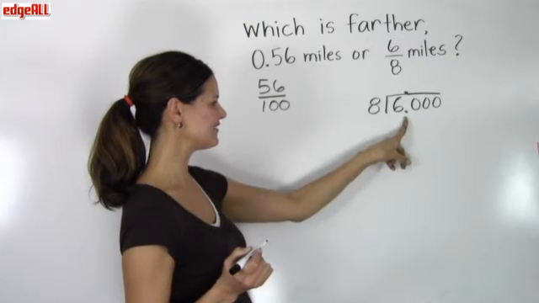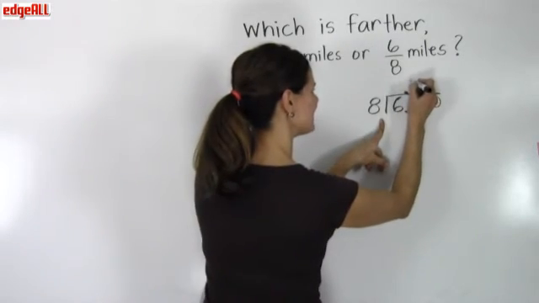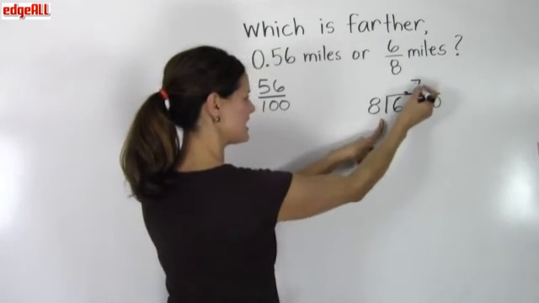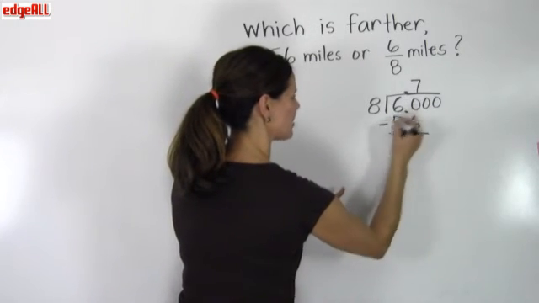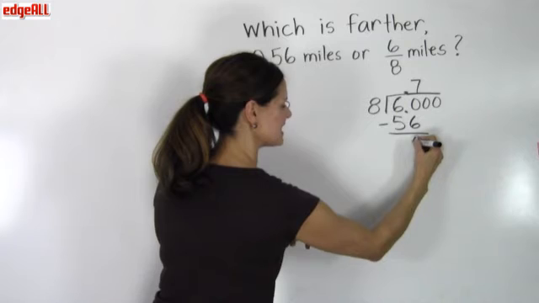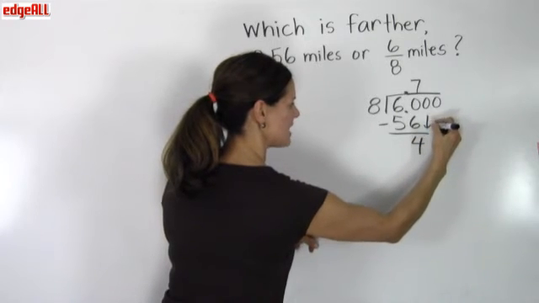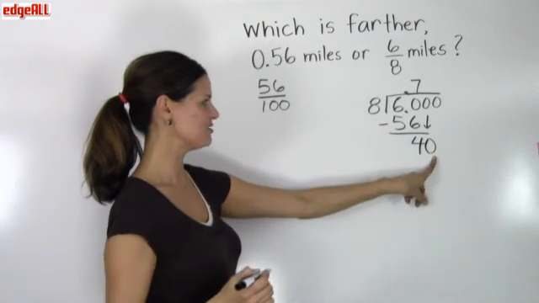So 60 divided by 8 is 7. So I place my 7 here. 7 times 8 equals 56. And I subtract. 60 minus 56 is 4. So I have a remainder of 4. I need to bring my 0 down.